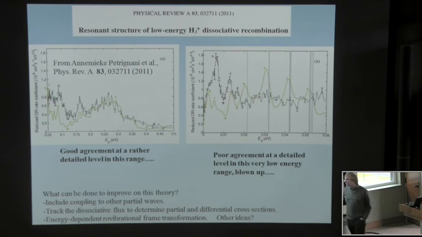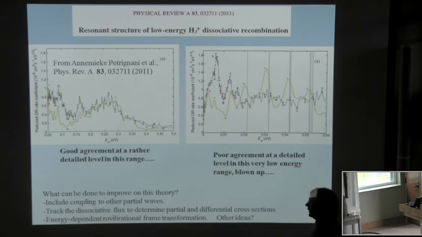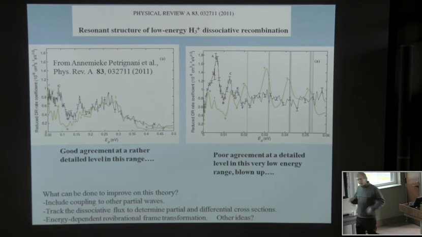So there's lots we could do to improve on this theory. We could try putting in coupling to other partial waves. We've tried to make back of the envelope estimates of that, and they don't seem to be very important. We still want to try to track where the dissociative flux goes, to predict partial cross sections, to predict angular distributions of the dissociating fragments. So far, we have not really succeeded in getting that information out of the theory, but I think it'll be an important step, and we hope to do that.